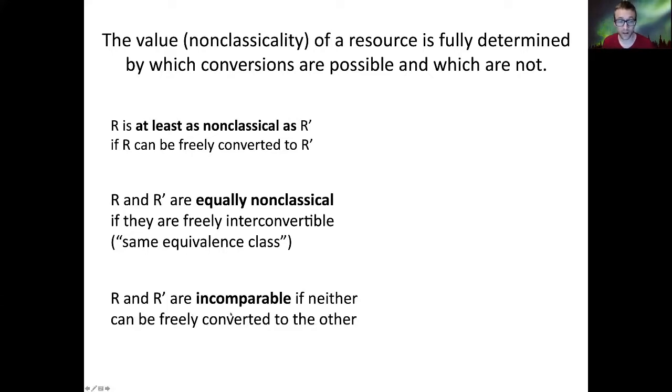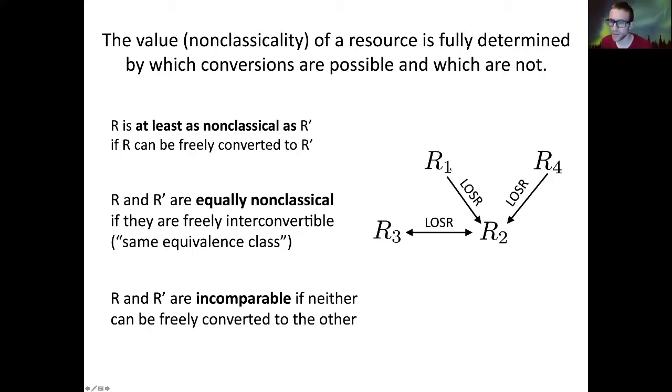R and R prime are incomparable if neither one can be freely converted to the other. So here's a simple example. We see some resources, and we see that R1 is strictly more non-classical than R2 because it can be converted to R2 but not back. And R3 and R2 are in the same equivalence class. They're equally non-classical. Whatever you can do with one, you can do with the other. R1 and R4 are both maximally non-classical in the sense that no resource can be converted to them, but neither one is more non-classical than the other. They're just incomparable. So there's not a unique maximal resource in this really simple example. And that's pretty generic to resource theories.